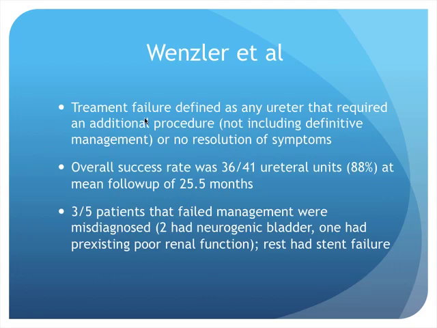Their treatment failure definition was any ureter that needed an additional procedure, like a nephrostomy tube, but not a definitive procedure to treat the stricture, or they had persistent symptoms. Their overall success rate was 88% at a mean follow-up of 25.5 months. There were 3 patients that failed management, and these patients were misdiagnosed. 2 of them had neurogenic bladders, and 1 of them had poor renal function to begin with. And the other 2 had outright stent failure.